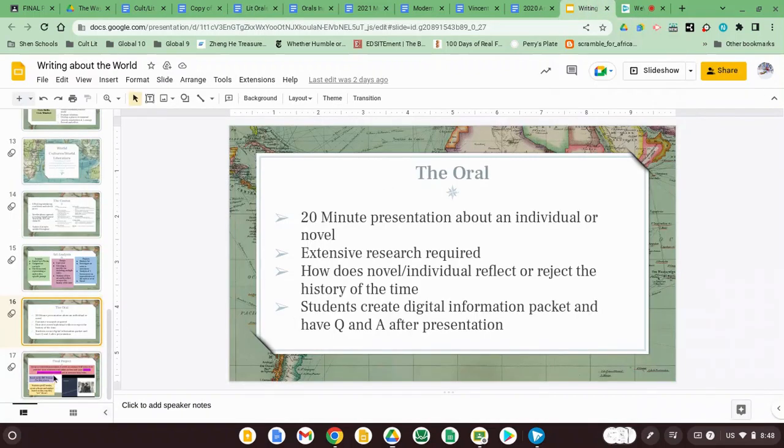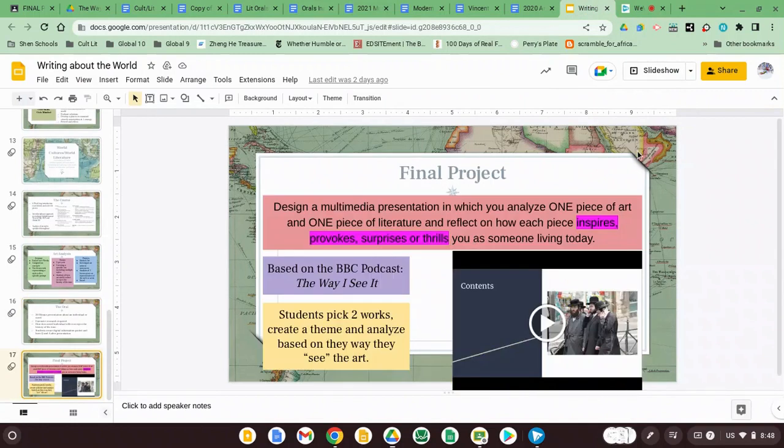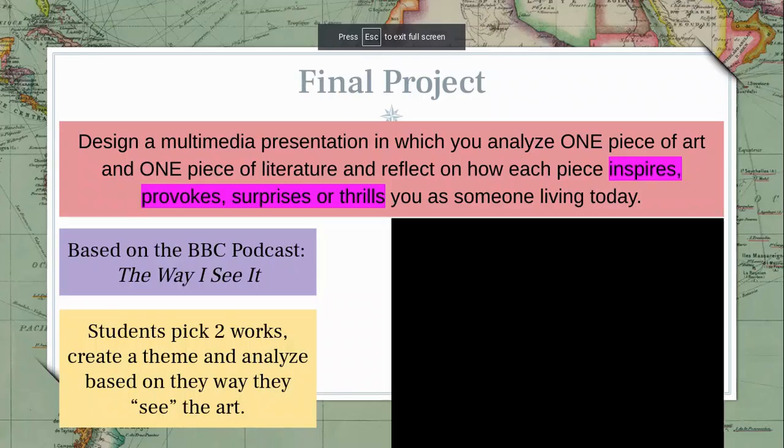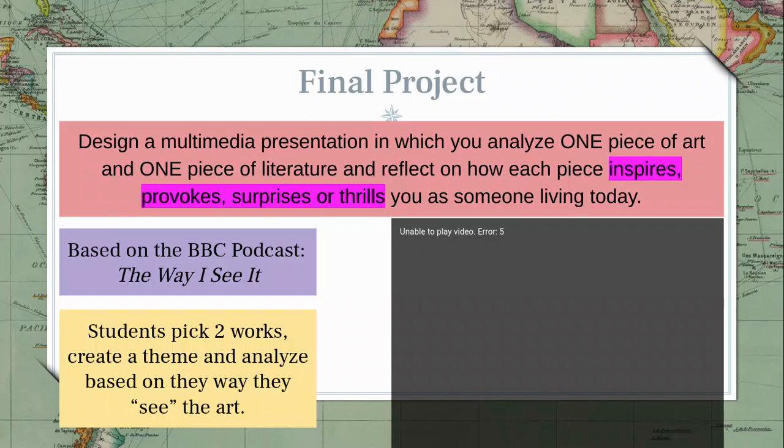The final thing I wanted to talk about is our final project. The final project is modeled on a BBC podcast called The Way I See It. And what we ask the kids to do is to develop a multimedia presentation. As you can see, this doesn't play from here. They have to design a multimedia presentation where they analyze a piece of art and a piece of literature, and we want them to reflect on how the piece inspires, provokes, surprises, or thrills them as someone living today. We felt like this was really a culmination of everything that the kids have been practicing to do throughout the year.